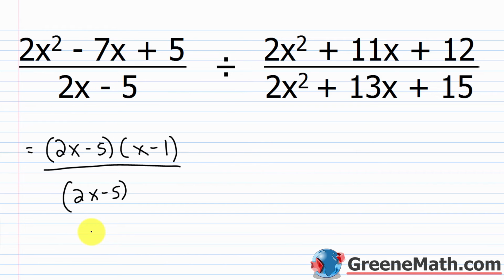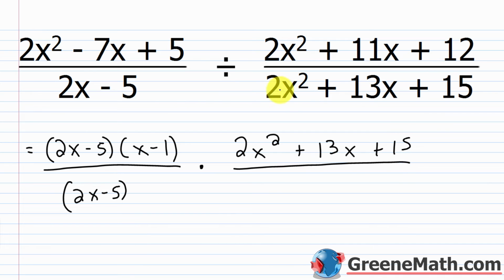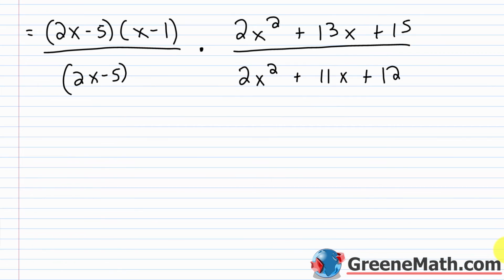Now we're dividing by this guy right here, so let's just start by finding the reciprocal. We're going to put multiplied by, taking the denominator and putting it in the numerator, 2x squared plus 13x plus 15. And then the numerator goes to the denominator, 2x squared plus 11x plus 12. Okay, so let's factor each one separately here.